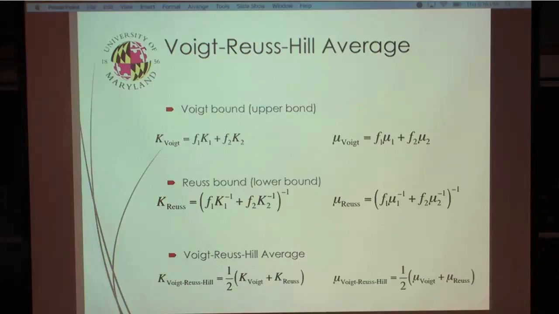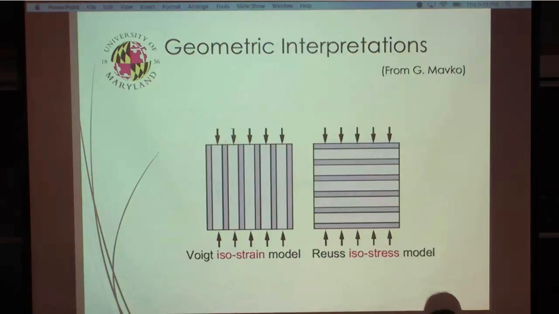The Hill average is essentially, he took either arithmetic means or geometric means to give the average. Later, when we do the spreadsheet, you will see that a lot of times the geometric mean that Hill came up with is right in the middle of the Voigt and the Reuss bounds. That's why we call it the Voigt-Reuss-Hill average. And this has a geometrical interpretation of why this is the upper bound and why that is the lower bound.